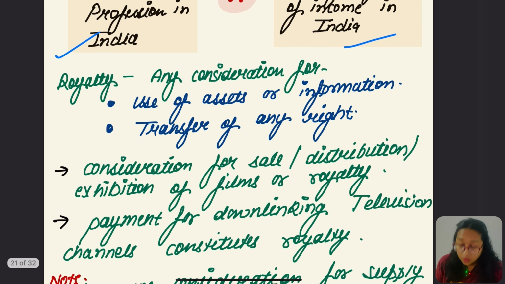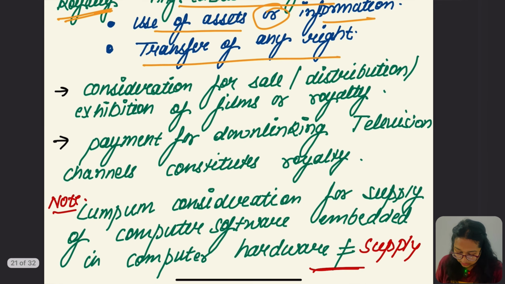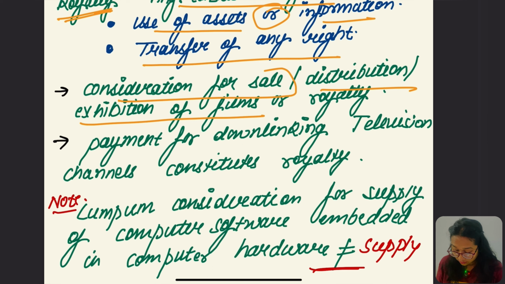Now let's go for what things are covered in royalty. Royalty means any consideration for use of asset or information, or transfer of any right. This was one point. The other point is the consideration for sale, distribution, exhibition of films or royalty.